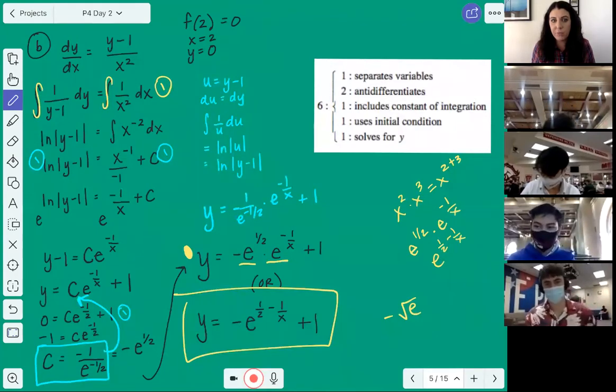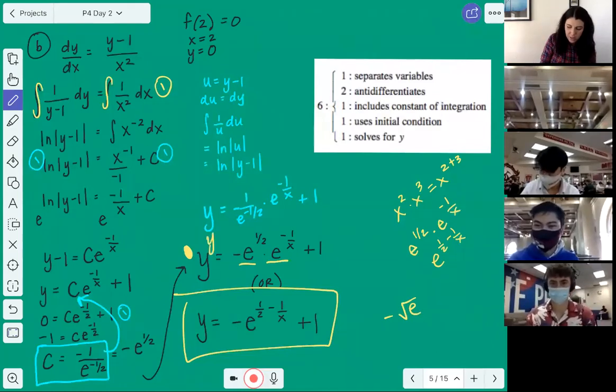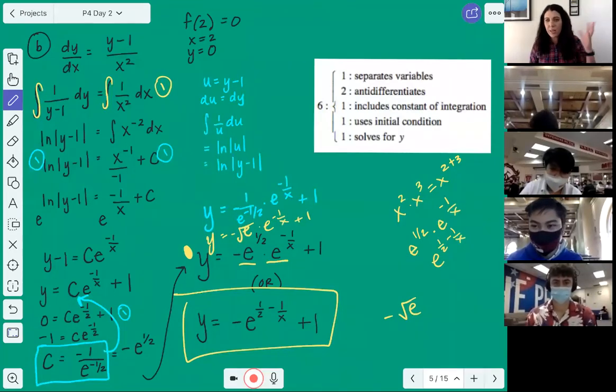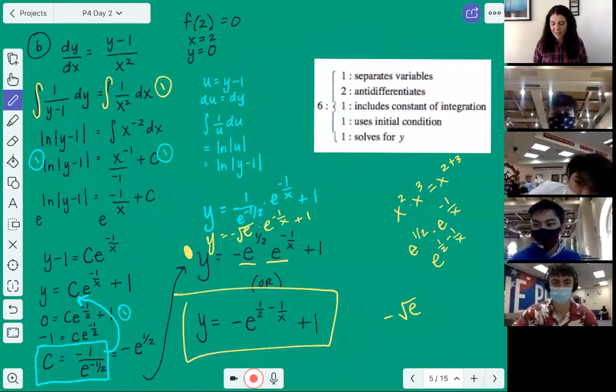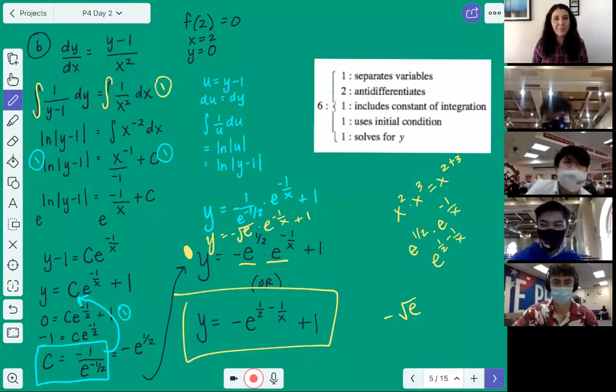Great question. So I'll add another one: y equals negative square root of e times e to the negative 1 over x plus 1. You could have moved that negative 1 over x to the denominator. There's lots of different ways to write this final answer. Not one way to skin a cat. It's a terrible phrase.